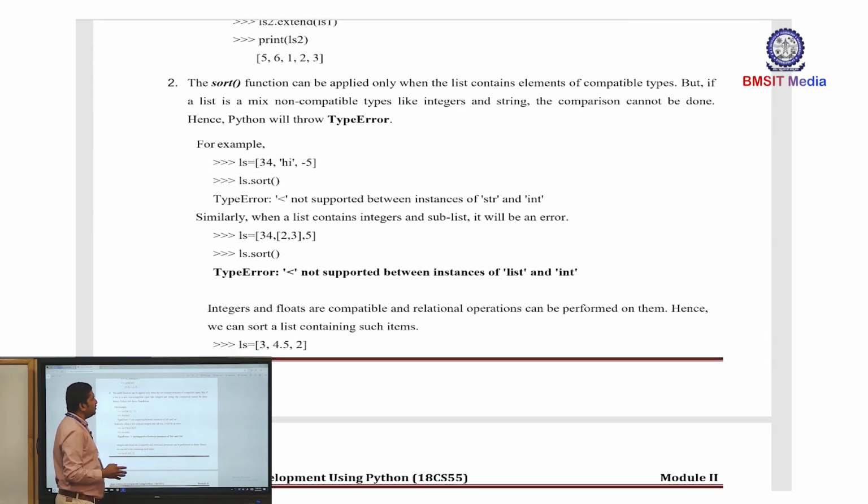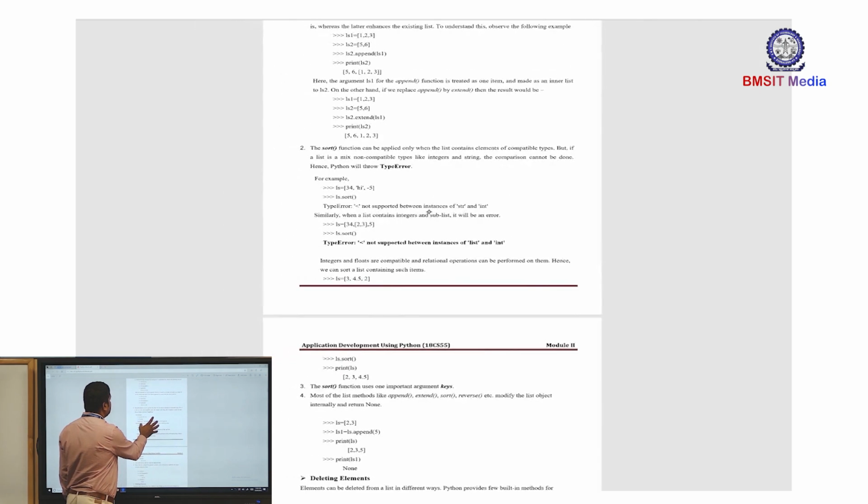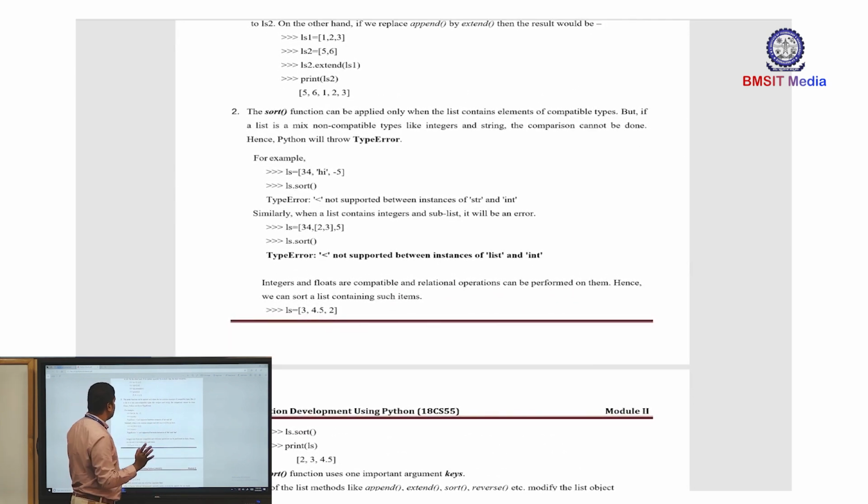You have to use compatible types. What are compatible types in Python? Compatible types means the types which are reversible, which are mutable. So those types are called compatible types here. So for the sort method, what should I use?